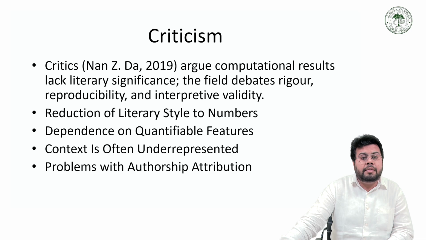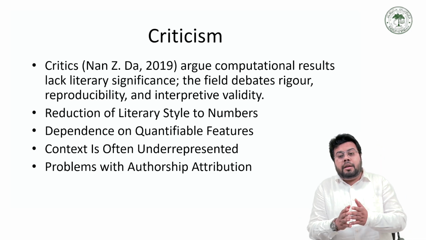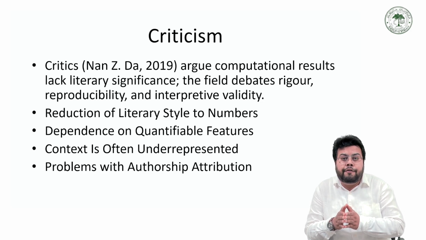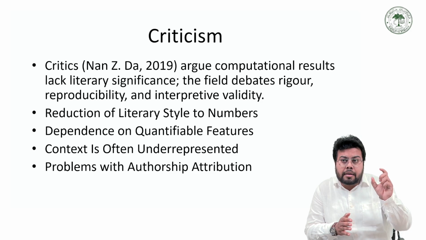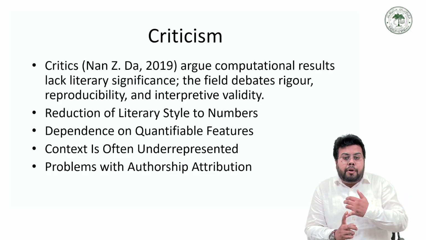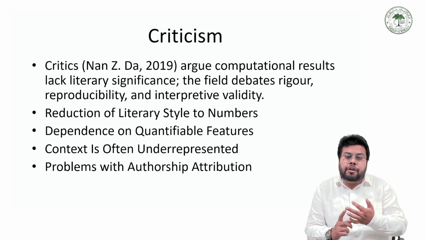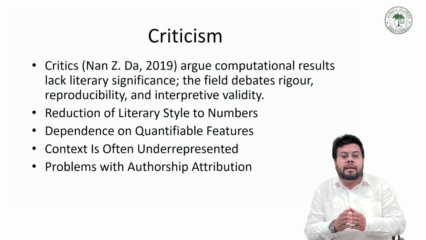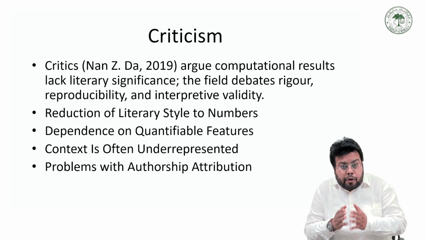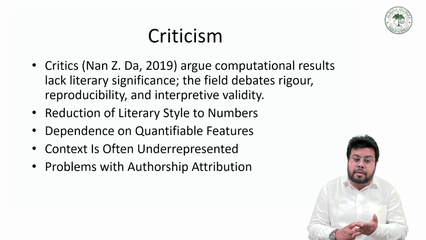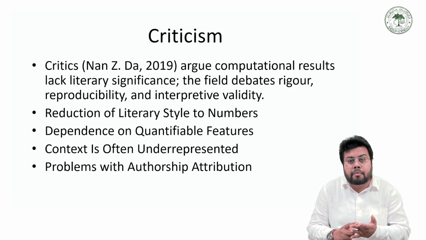Then another criticism is the reduction of literary style to numbers. One of the most common criticisms is that computational stylistics treats style as a collection of measurable features, a form of quantification. For example, word frequency, sentence length, function word usage. Critics argue that literary style is much richer than these stylistic indicators, and includes tone, irony, symbolism, narrative voice, sometimes cultural meaning, and so on.